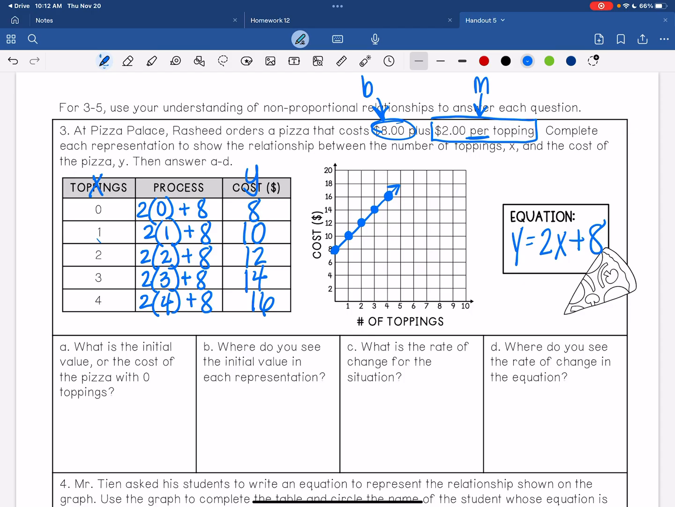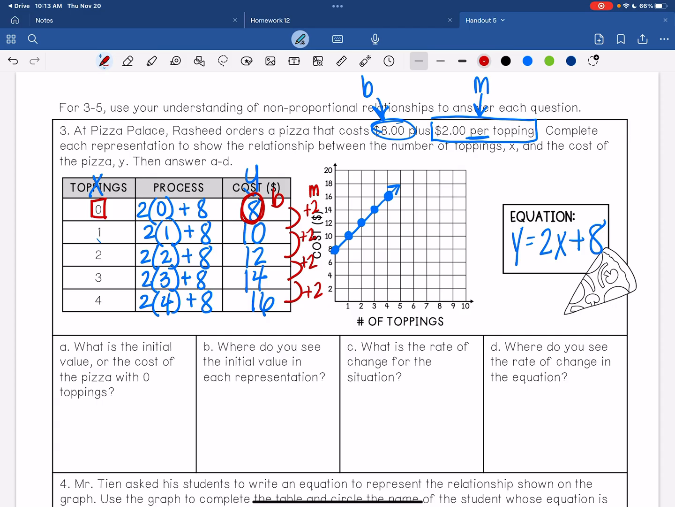Notice we can see M and B in the graph right here. This is my B because it's next to 0. And then my M is what I'm adding each time. I'm adding plus 2, plus 2, plus 2, plus 2, so that's my M.